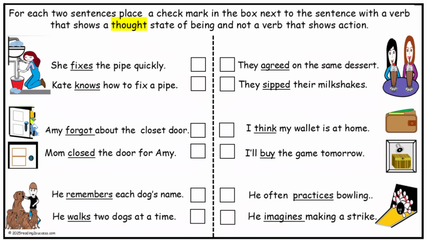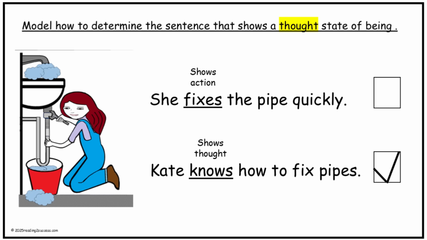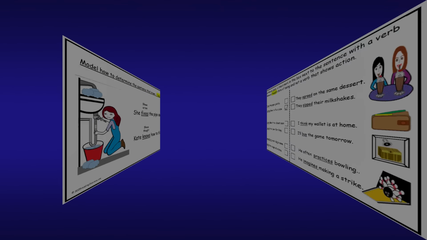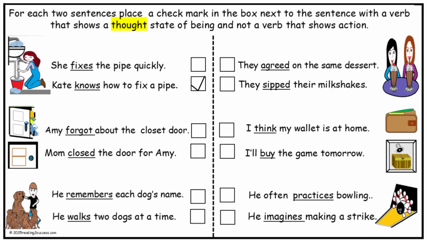In our last practice page, we want to have kids put a check mark in the box next to the sentence that shows a thought state of being. Use this template to model how to determine the sentence that shows a thought state of being. Have kids begin with the sentence that you modeled and complete the rest of the sentences. When kids are finished with their practice page, show the practice page with all the correct answers and review it with them.